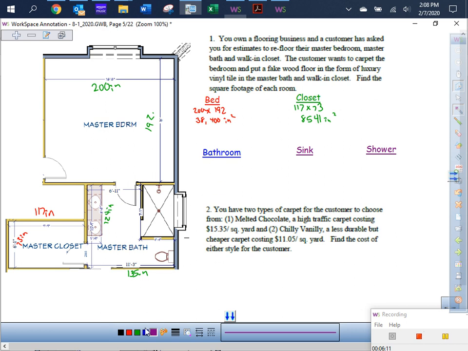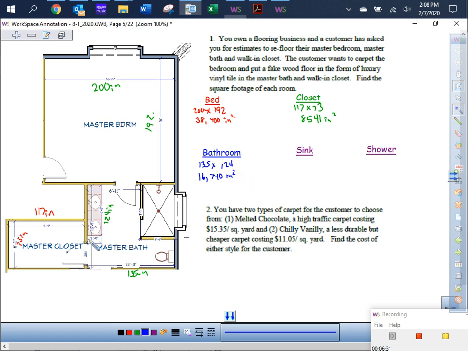So to find the bathroom, I'm going to find its total area, 135 times 124, and punch that in. And I got 16,740 square inches is what the bathroom is. But remember, we've got to take away the sink and the shower. Yes, there is a toilet here also, but it only takes a small spot. You do have to put tile all around it, then the toilet sits on top of that. So we're not worried about the toilet. Just the shower, you don't want any tile there, or under your sink. That's kind of a waste of money.